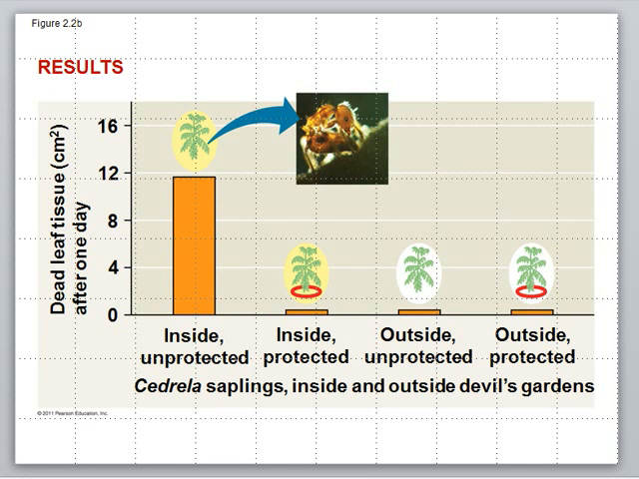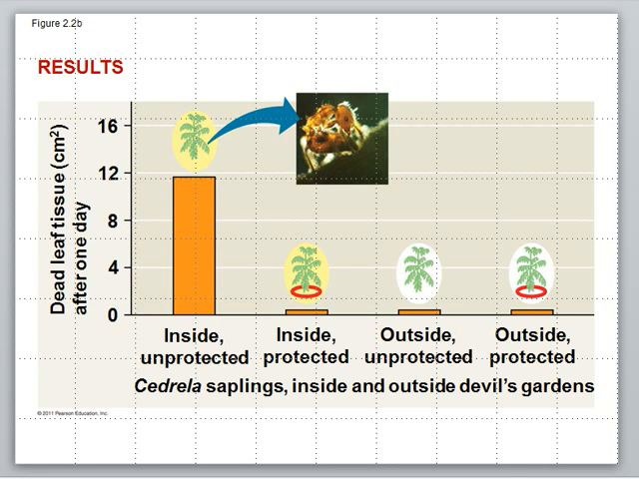Here's the data that they collected, and sure enough, you can find that where the planted Cedrela saplings were found, inside the Devil's Garden and unprotected, just in a matter of one day, they had a large amount of leaf tissue damage.